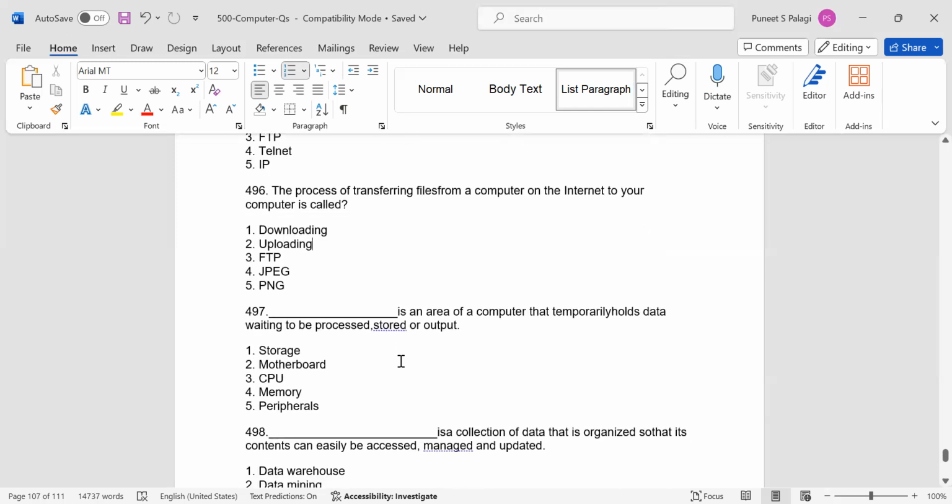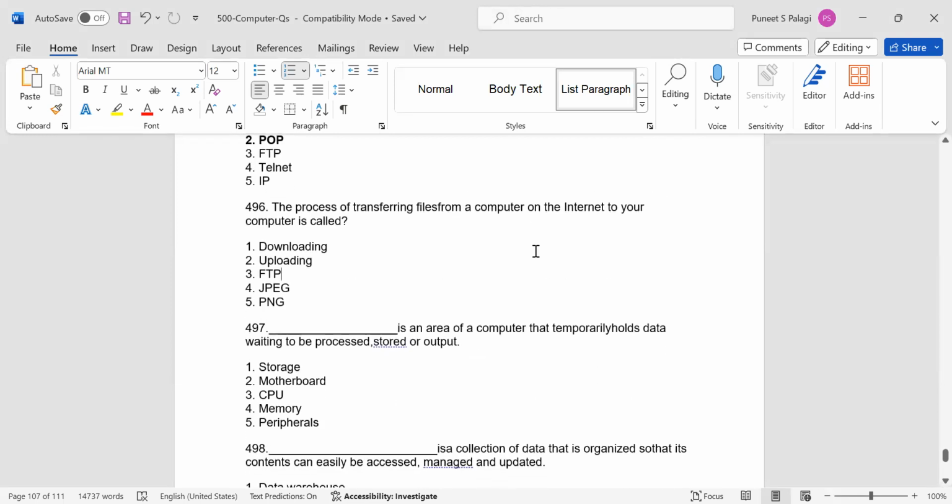The process of transferring files from a computer on the internet to your computer is called, it is downloading, right? The process of transferring files from a computer on the internet to your computer is called downloading.